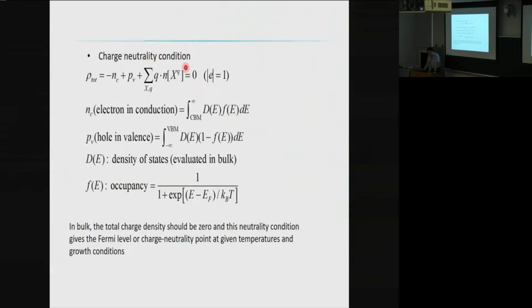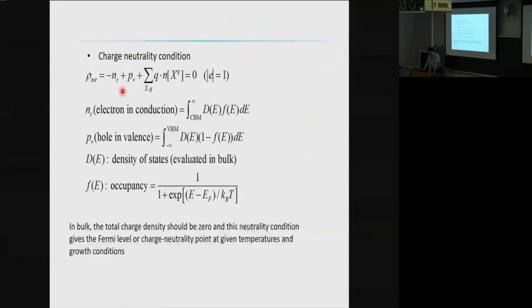Using this formula, we can determine the Fermi level of your system from the charge neutrality condition. The total charge in your system includes the electron carriers in the conduction band, which is minus NC. NC is the electron density in the conduction band, which is the integration of the density of states times the Fermi-Dirac distribution from the conduction band minimum to infinity. Also this PV is the hole in the valence band. It is the integration from minus infinity to the valence band maximum of the density of states times the hole concentration, 1 minus F.